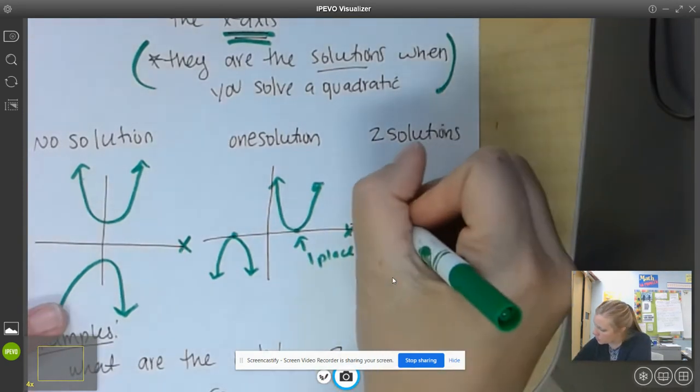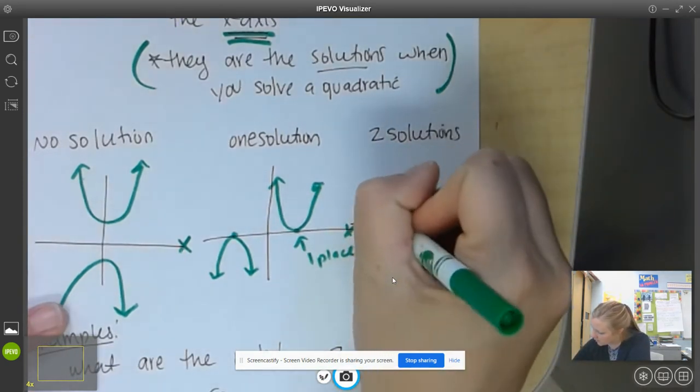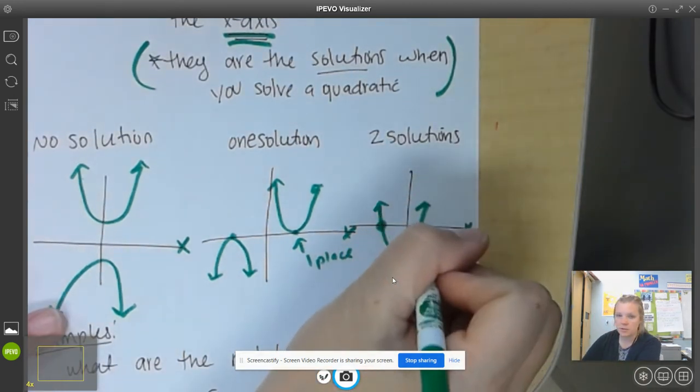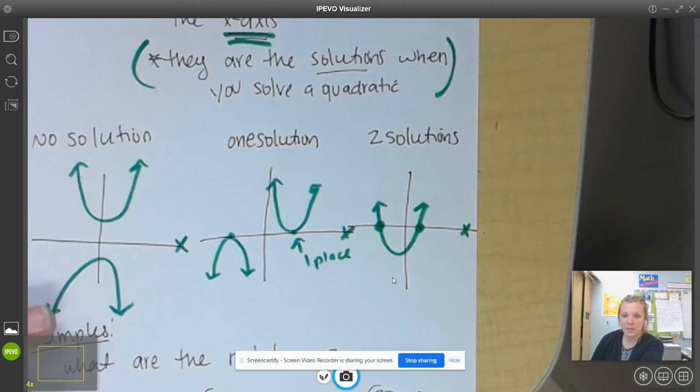And then if there's two solutions, that's what normally is going to happen. Each of these are the solutions where the parabola crosses the x-axis, and that is two solutions when it crosses the x-axis in two places.